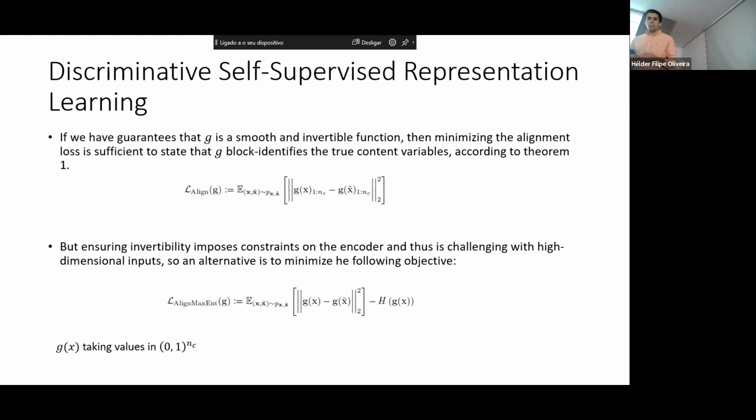But imposing invertibility on our encoder imposes many constraints on the architecture that we choose, and with high-dimensional data and real-world data sets, it becomes challenging. So the need arises to bridge the theory with practice. An alternative approach is to minimize the alignment between the two views, but subject to the constraint that we maximize the entropy in the latent variables.